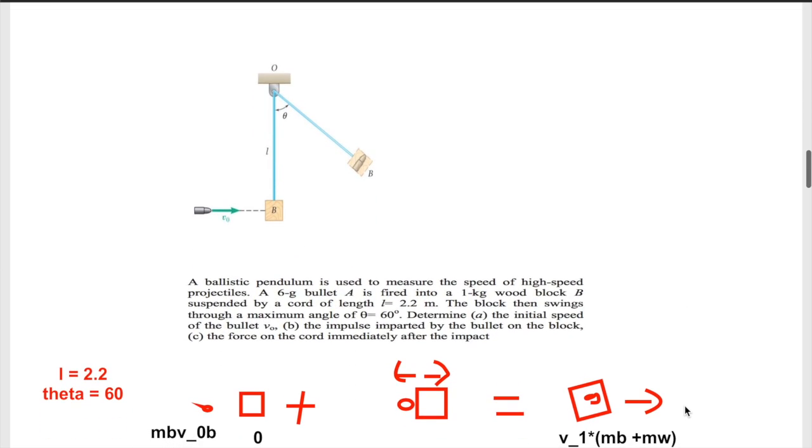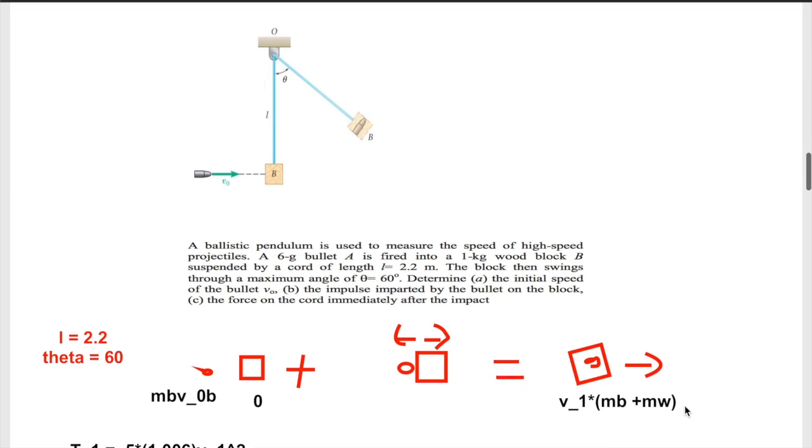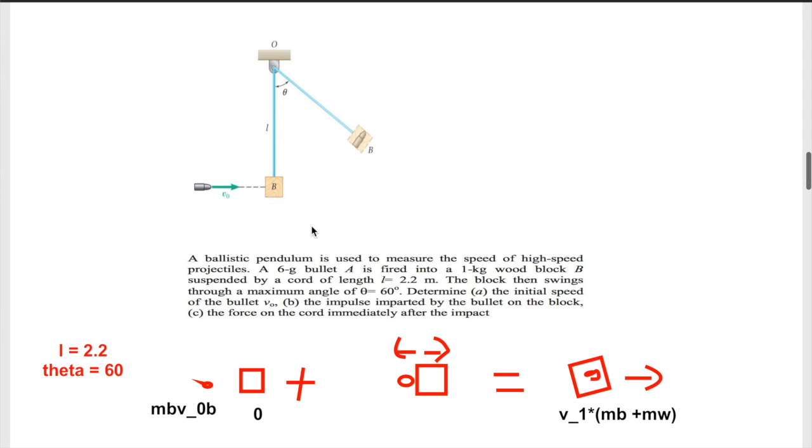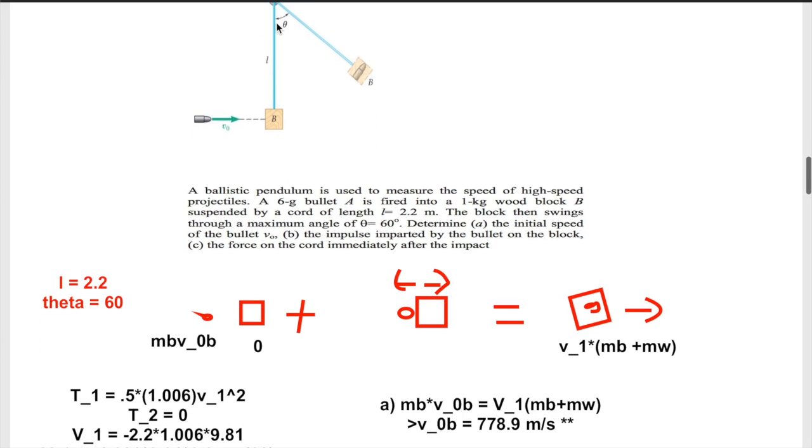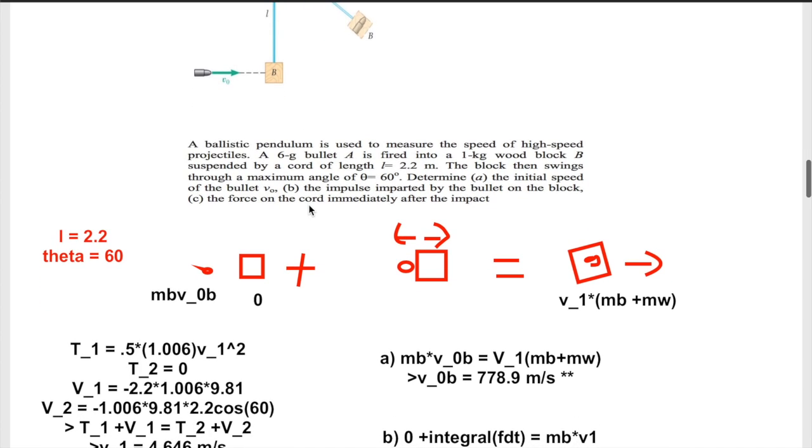Okay. So next question. This was the one of the bullet hitting the block. We're asked to find the initial speed of the bullet. So we know this length is 2.2 meters, and we know this max theta is 60. So we set up our momentum impulse for the x direction. We know the block starts from rest.